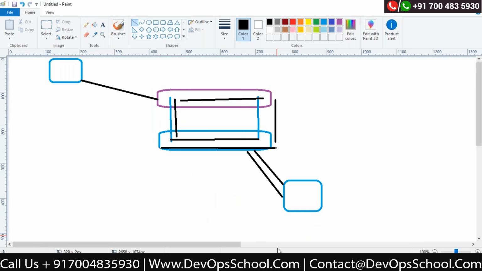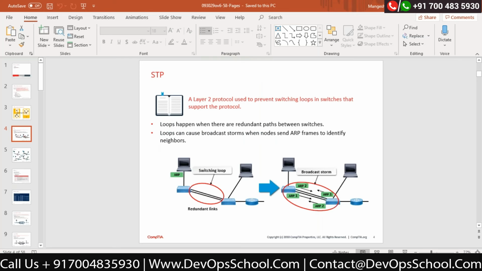This is the loop that's created. It keeps sending the information to each other. Now, if I would like to avoid such loops, I'm using the protocol called spanning tree protocol. It is called STP. Correct? Now, this spanning tree protocol does have a specific algorithm.